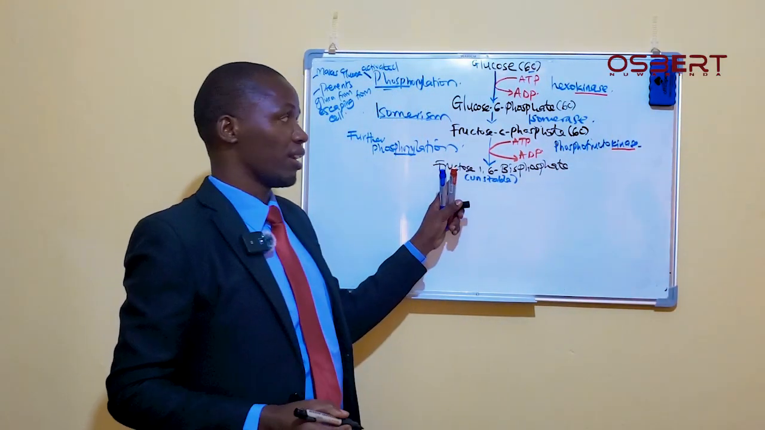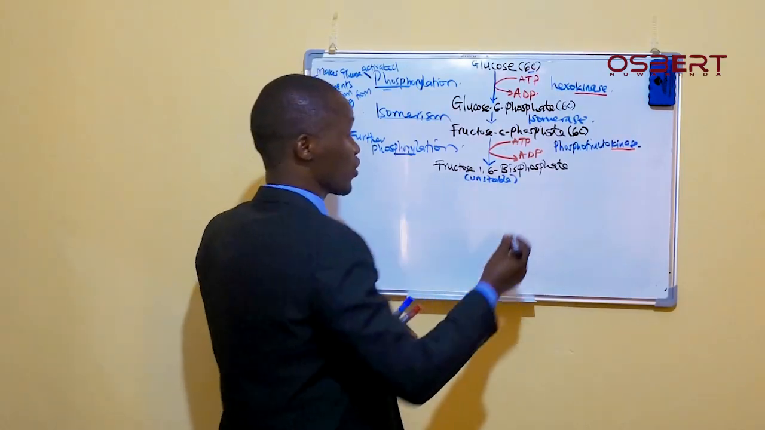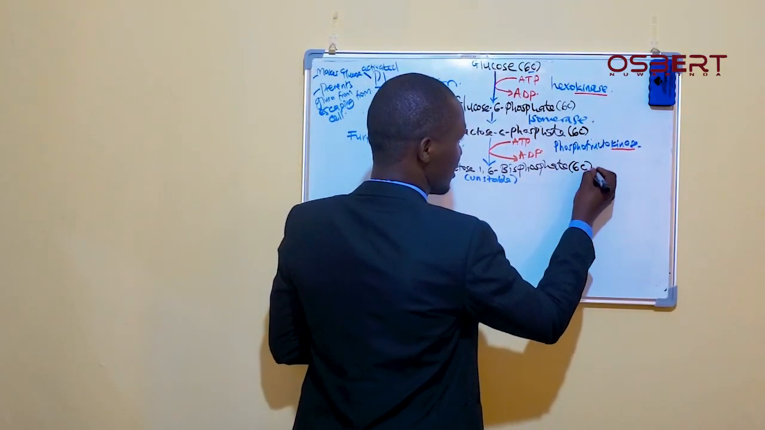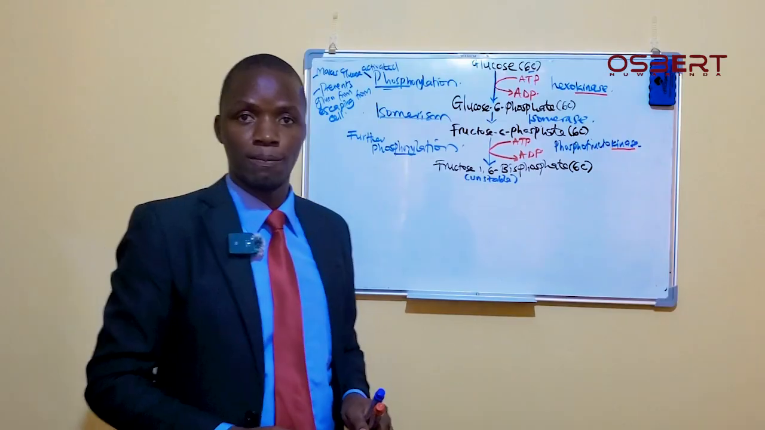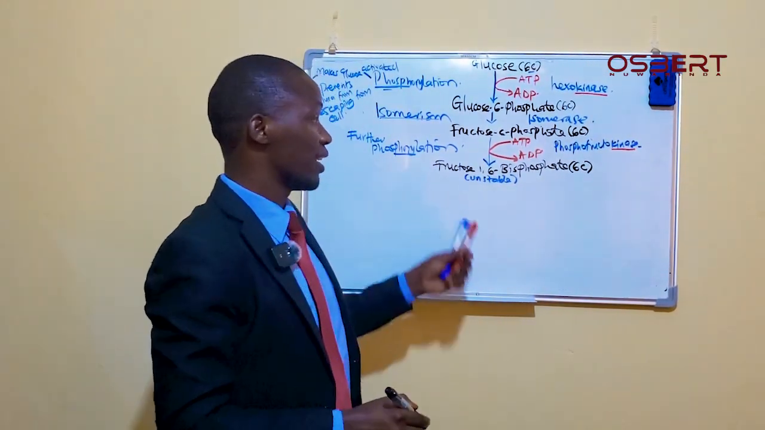What about this one here? We have just added a phosphate. We have not added any carbon. That means this also has 6 carbons. You get? So because of that, we are saying that this molecule we have here is unstable.